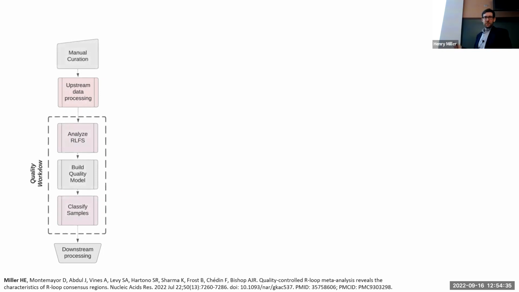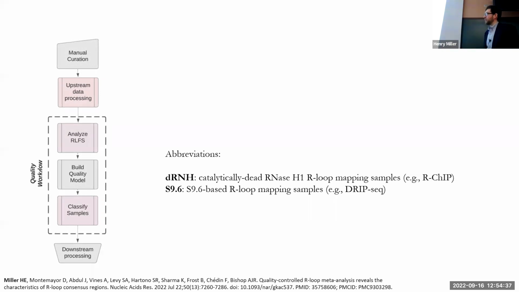Okay, just a couple of abbreviations to keep in mind throughout the rest of this talk. First is DRNH. This just stands for catalytically dead RNase H1. And this includes techniques such as R-ChIP. And then S9.6, which refers to S9.6 based techniques such as DRIP sequencing.